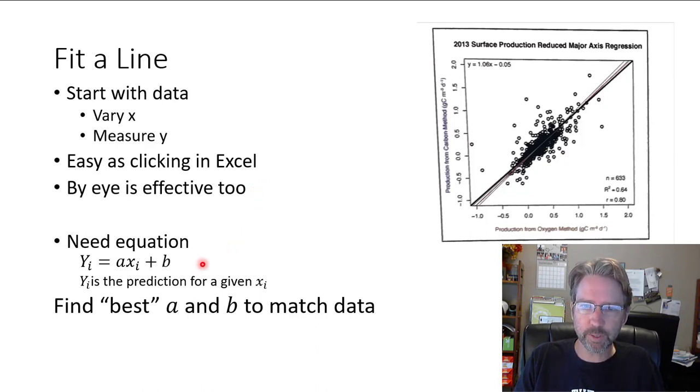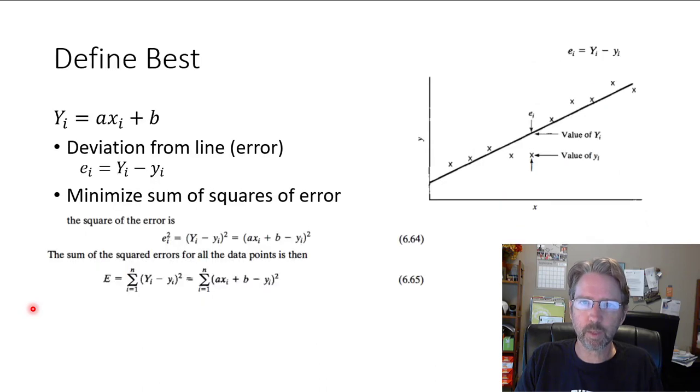But in general, we're looking for a linear equation. So capital Y is ax plus b, so we have a slope and an offset, where capital Y is the prediction, given the measured x, of what the y value should be. And we want to find the best a and b values, the slope and the offset, to make the capital Y's match our measured y's. So best needs to be defined. What's the best a and b for this?